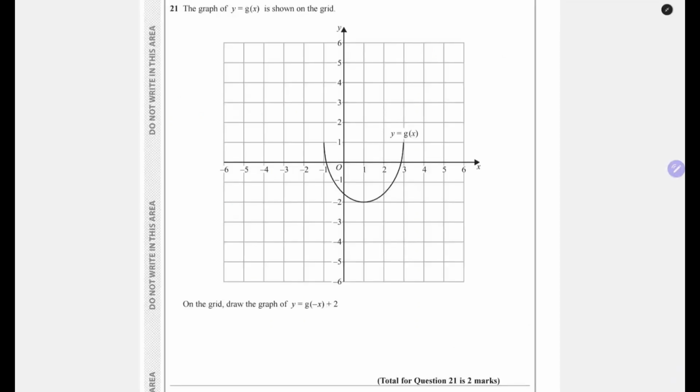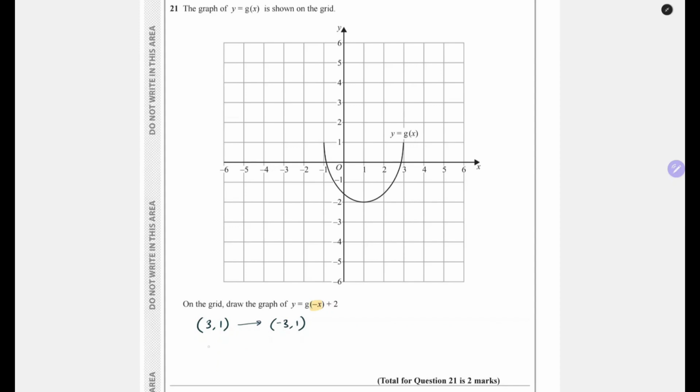Question 21 says the graph of y equals g of x is shown on the grid. On the grid, draw the graph y is equal to g of negative x, plus 2. So the first thing that we're going to tackle is the negative x. As the minus is inside the bracket, that means that we're going to have a reflection in the y-axis. And so this point here, which is 3, 1, will become minus 3, 1.